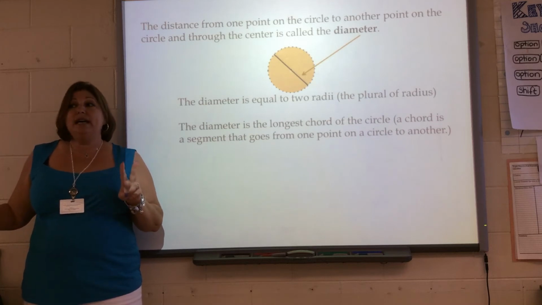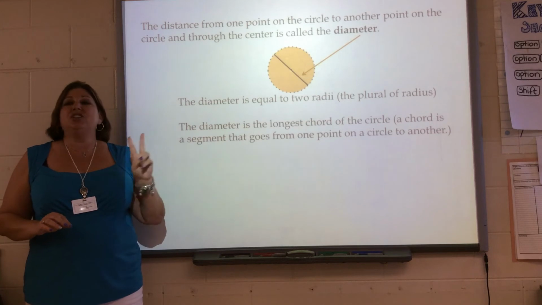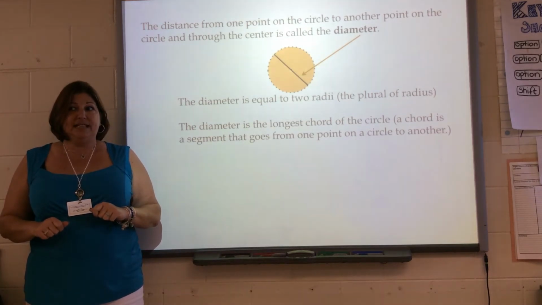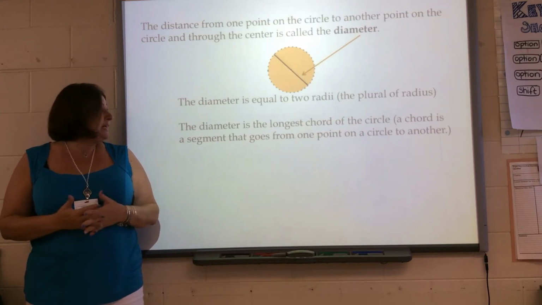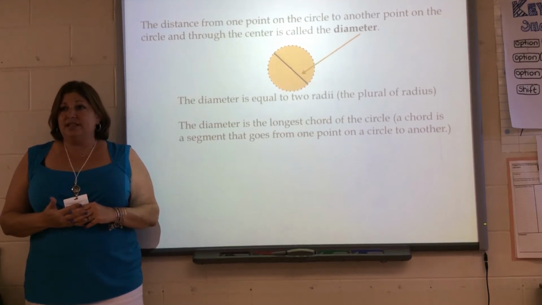So, 2 things you may or may not have known about the diameter. The diameter is equal to 2 radii. Radii is the plural of radius. Cactus, cacti, radius, radii. And the diameter is the largest chord in the circle.